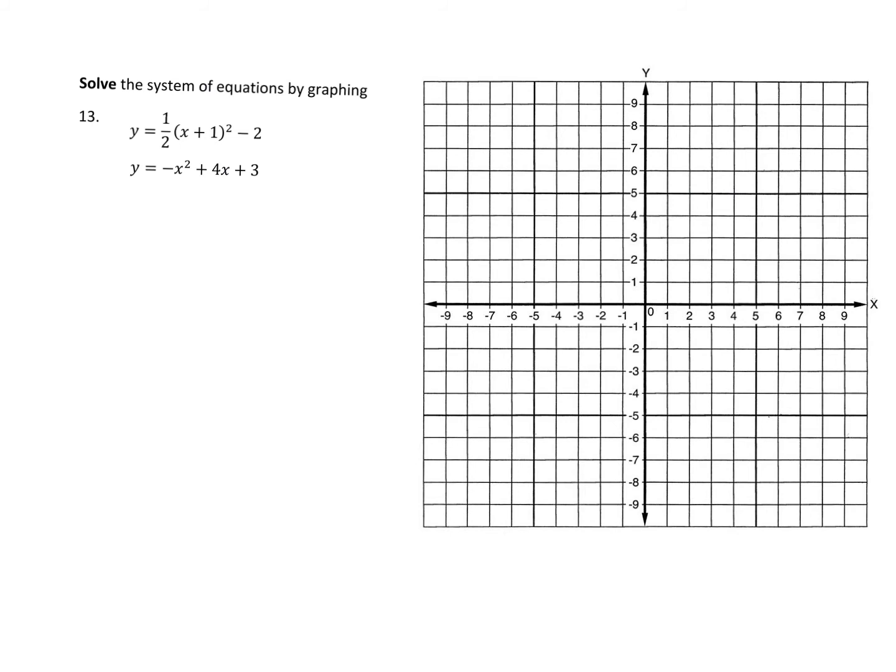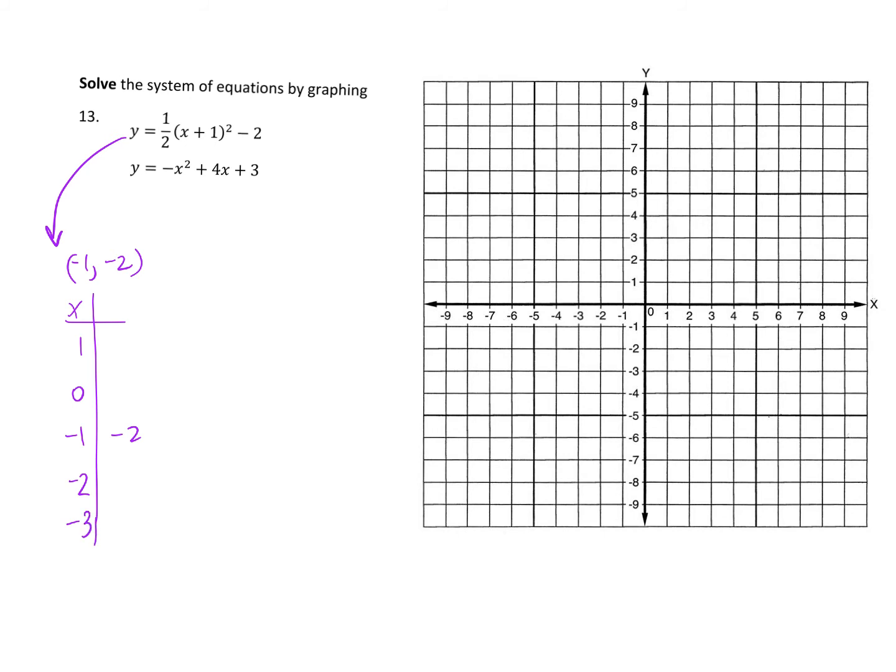Number 13 says solve the system of equations by graphing, which means we're going to graph both equations on the same coordinate plane and find where they cross. So my first equation is in vertex form. -1, -2 is my vertex. I'll make a table. I'll put 0 and 1 in there, -2 and -3.